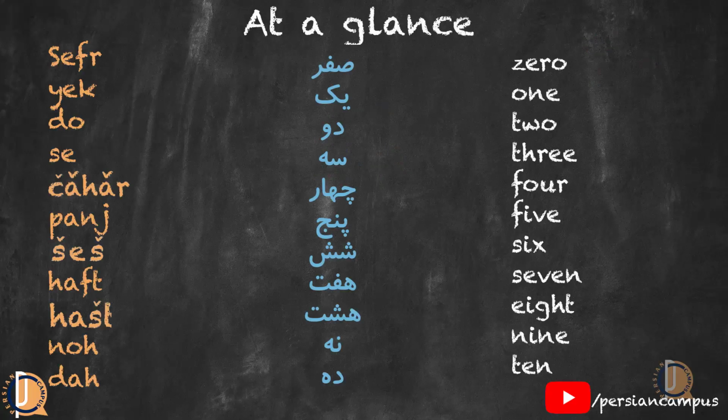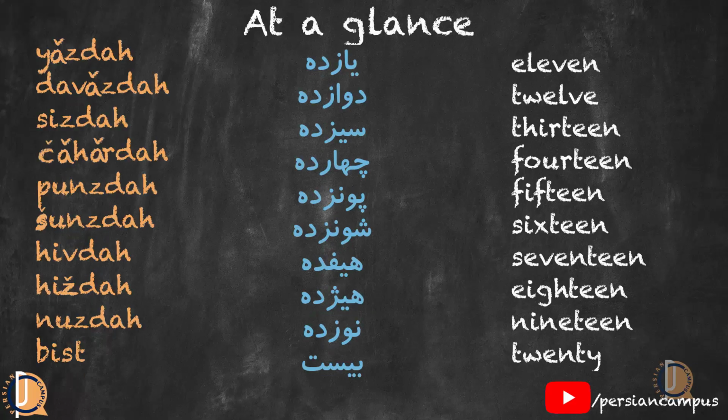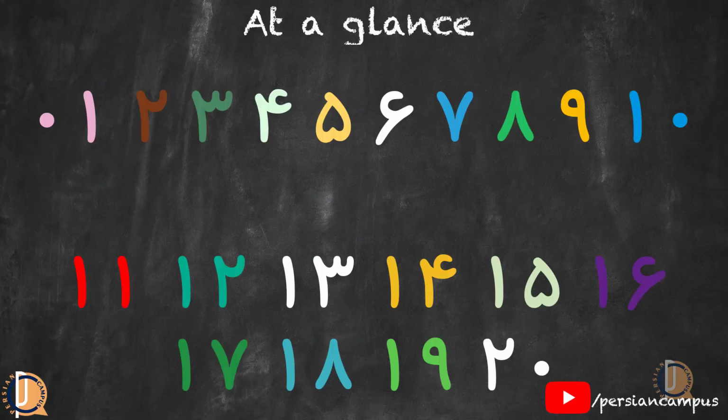So let us have a quick glance at these numbers. Don't forget to repeat after me. 1, 2, 3, 4, 5, 6, 7, 8, 9, 10, 11, 12, 13, 14, 15, 16, 17, 18, 19, beast.